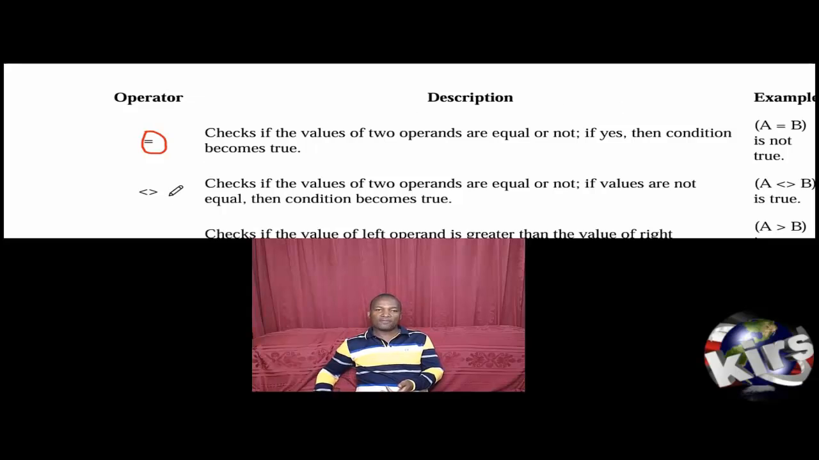Then we have the next operator here. This one checks if the values of 2 operands are equal or not. If the values are not equal, then the condition becomes true. In our case here, a is 2, b is 7. If we say a is not equal to b, or 2 is not equal to 7, of course that one is true.